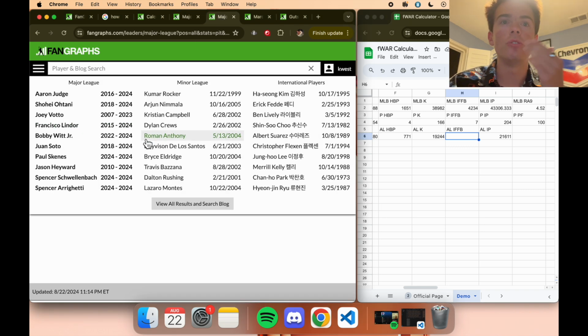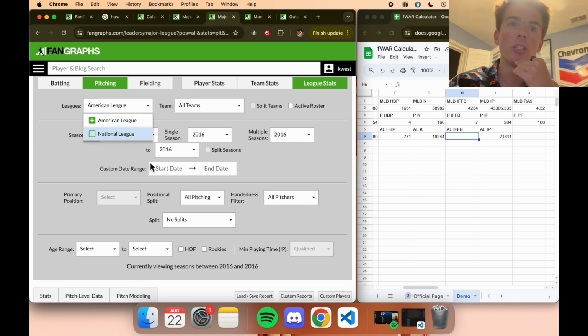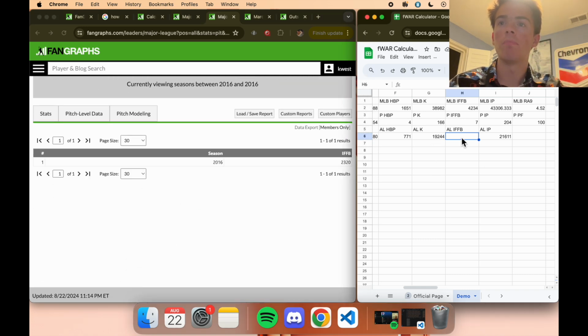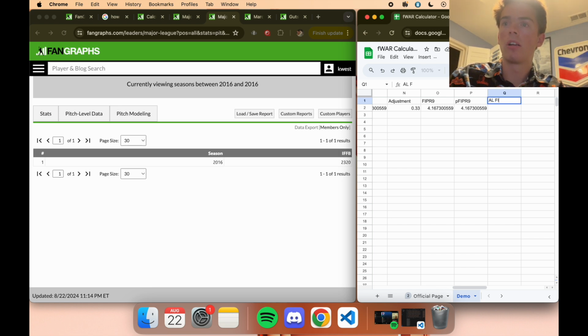Now let's do the same thing here and change from all leagues to just the American League, and boom, 2320. So now we can calculate AL fWAR 9. There we go.